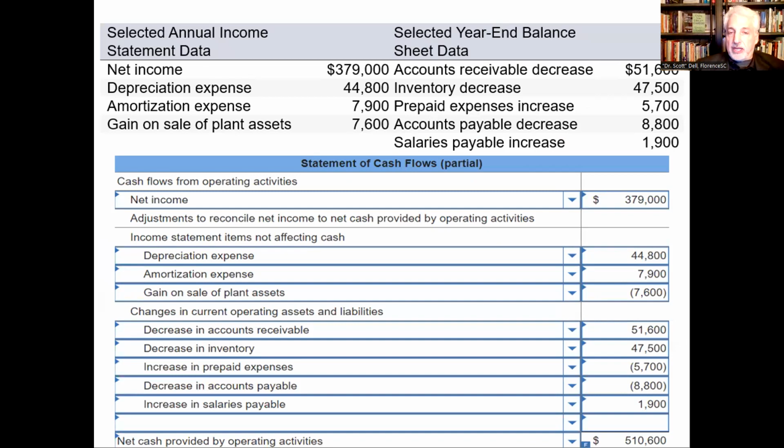Accounts payable decreased. How did they decrease? Oh, we must have written the check. How about an increase in salaries payable? Oh, we haven't written the check yet, but we will. When we write the check, okay, great, our salaries payable will decrease. When that decreases, that's going to be a use of funds. But until then, that's a source of funds.